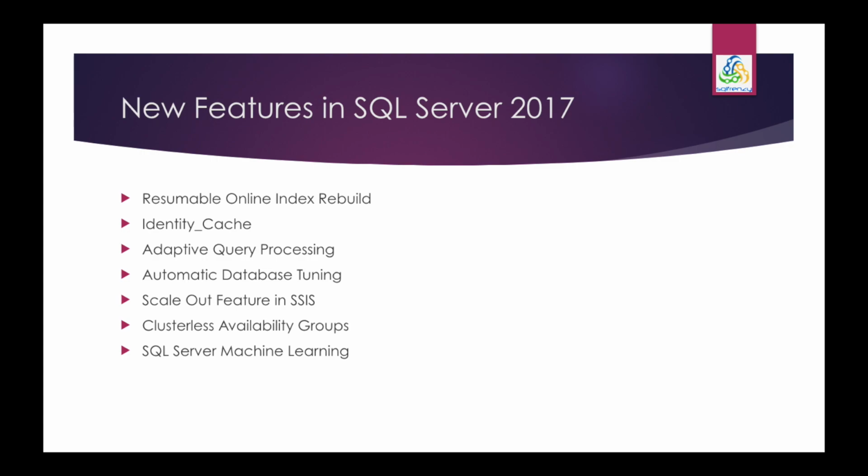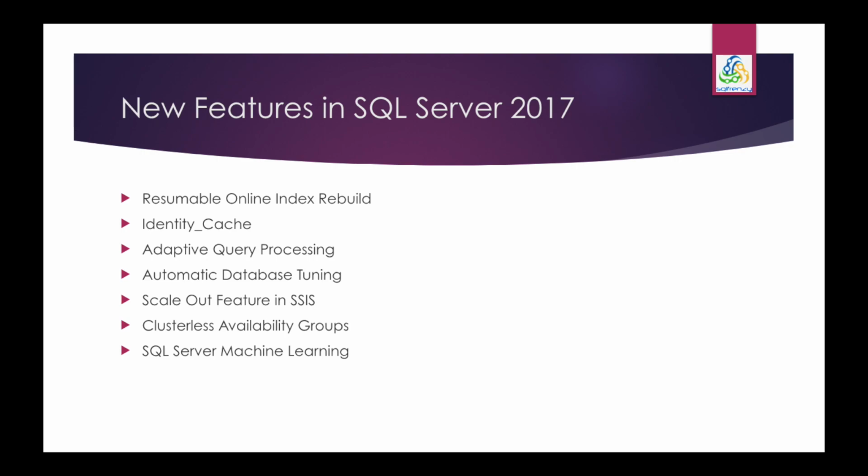SSIS scale out consists of a scale out master and one or more scale out workers. The scale out master is responsible for scale out management and receives the package execution request from the users. Scale out workers pull execution tasks from the scale out master and do the package execution work.